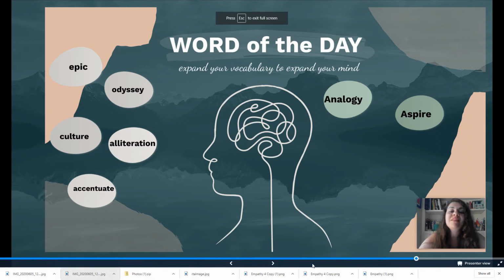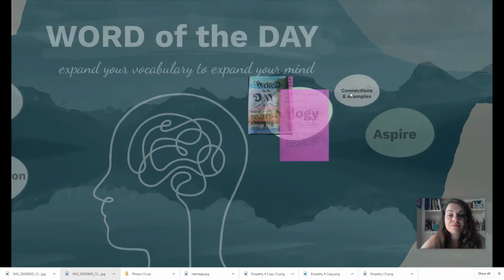Welcome to the word of the day. This is our second set of words. Our first word of this new set of vocabulary is analogy.